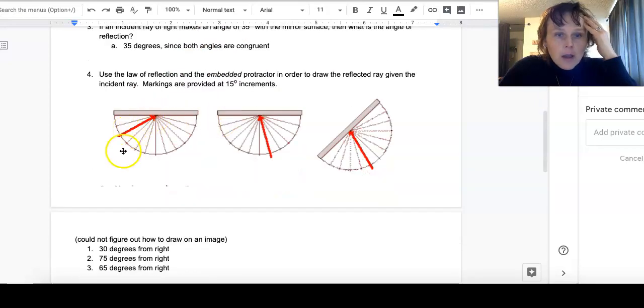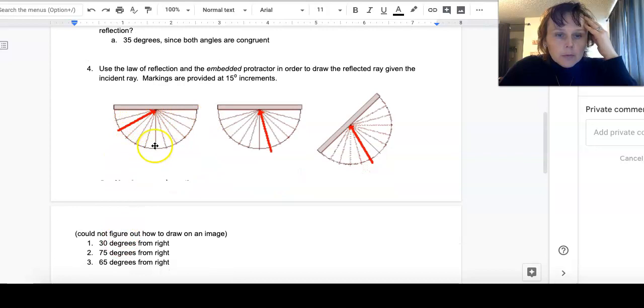I didn't see much of a problem for this. However, for this one, some of you were confused about how to measure angles. For example, in this work, we have an angle measured from the right, which is incorrect. The angle should be measured from the normal. That's the whole point of having a normal. That's from where angles are measured. So in this instance, if each of the markings is 15 degrees, the angle should be 60 degrees. The angle of incidence is 60 degrees from the normal.